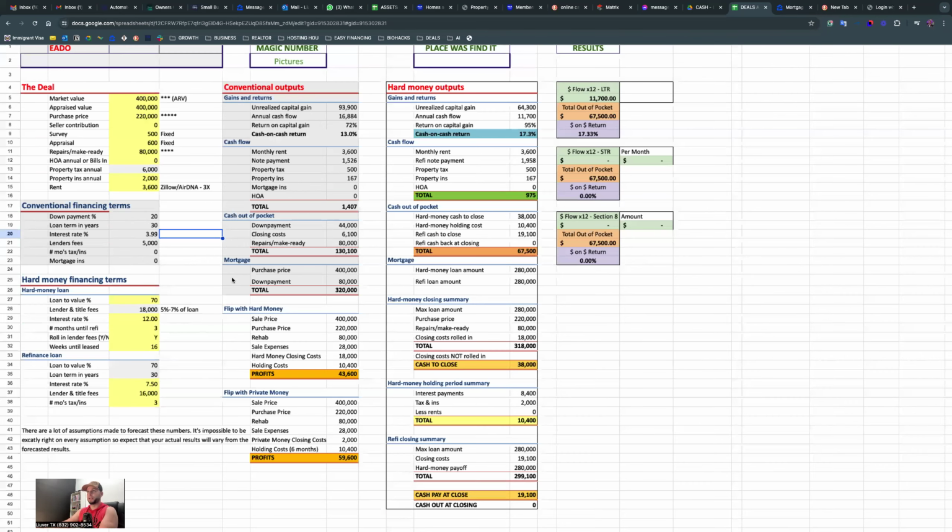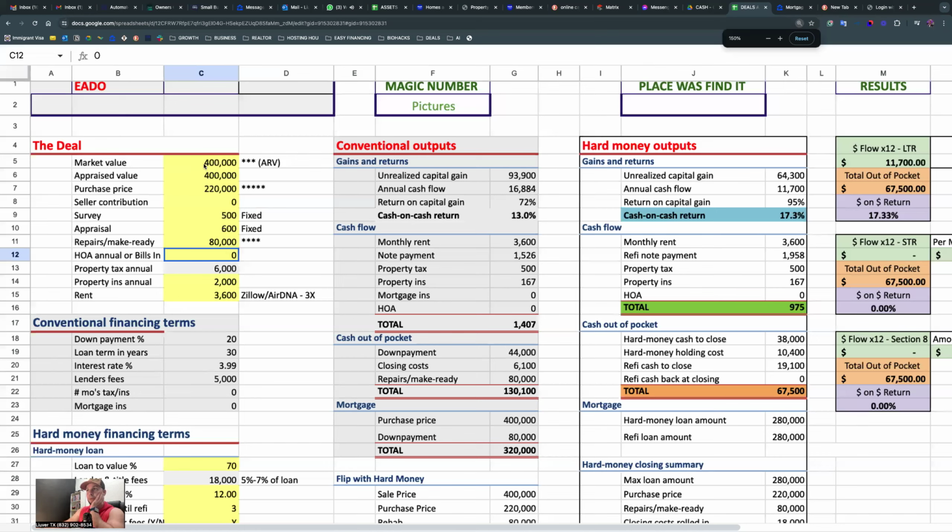So let's start from the first column. Let me zoom in. So we have the deal, the market value and appraisal value. I have the two areas, but usually you put the same number, 400,000, 400,000. Oh, very important: the yellow sections are the ones where you can add your numbers. So appraisal and market value is the same. Now we have purchase price. This is very important because the system will calculate the percentage of the purchase price plus rehab plus closing costs based on the ARV that you will enter here.